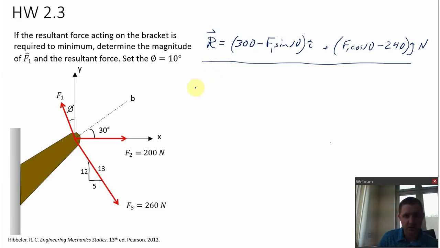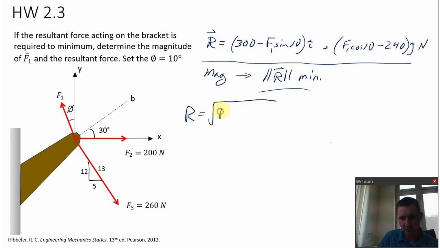Okay, now I want to write a function of the magnitude of this now, because I want to make the magnitude of R, which you can show like that, the magnitude of R, minimum. Okay, so I'll write a function for R. So overall what you would do, you would square the x component, add that to the square of the y component, take the square root of that, and that's how you have the magnitude.